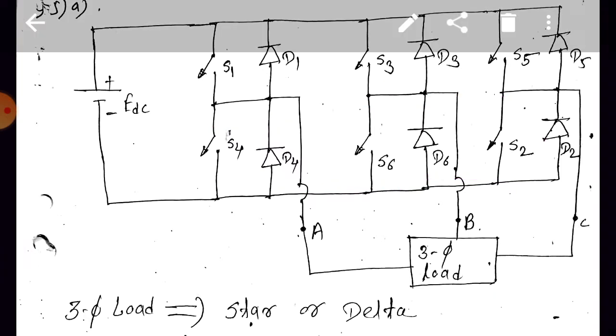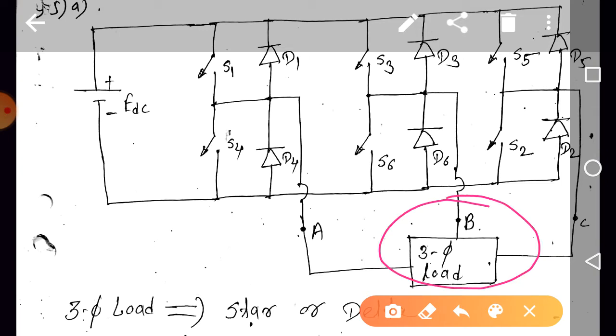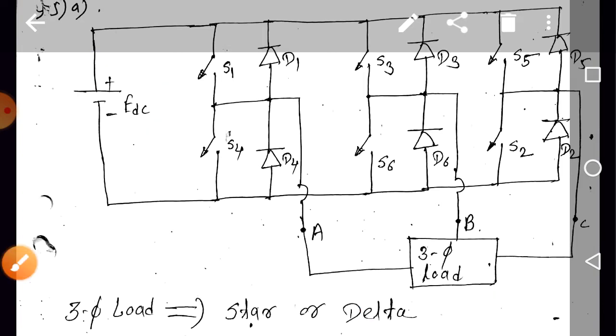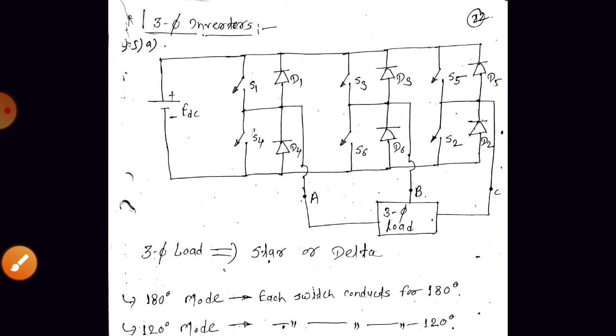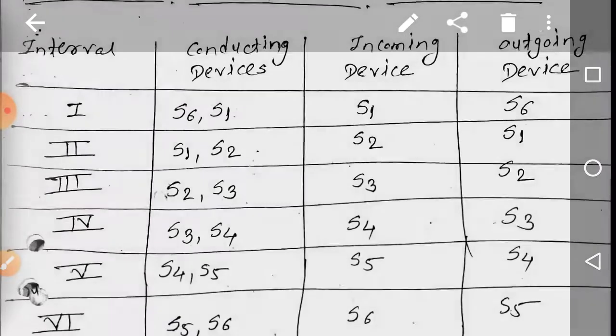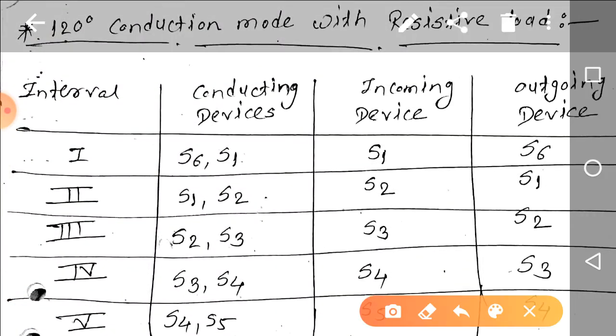The 3-phase load is either star connected or delta connected, right? Next, the input is EDC. Across each switch a diode will be connected in anti-parallel. Next, the operation table for the 120 degree conduction mode, right?